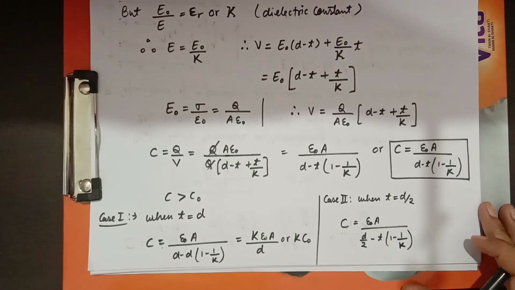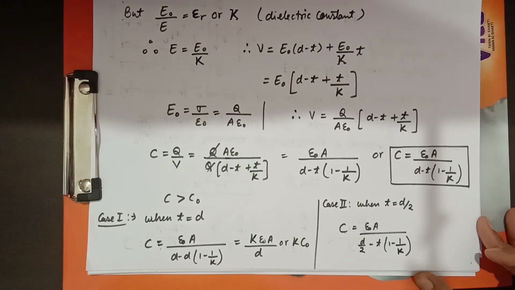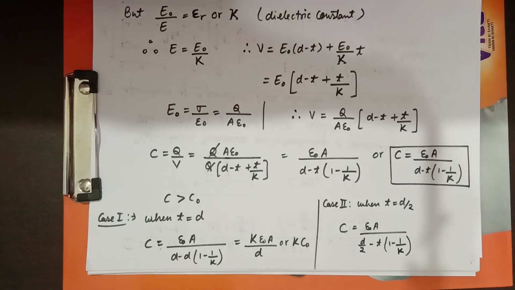On putting T is equal to D by 2 in the equation, C is equal to epsilon naught A divided by (D by 2) minus T, into (1 minus 1 by K). So this was the capacitance when a dielectric slab is introduced between the plates of a parallel plate capacitor.